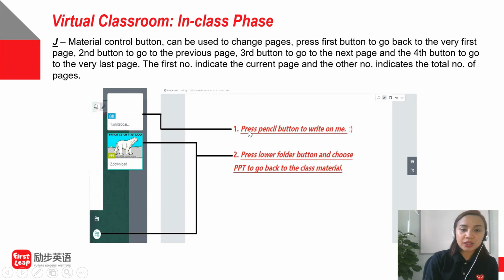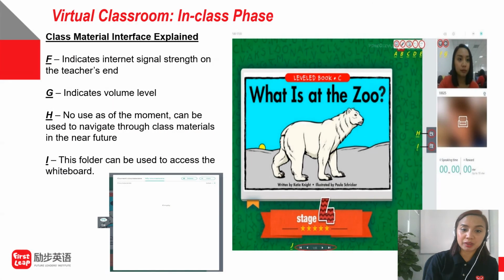So the whiteboard will appear. You can press the pencil button to write here on the whiteboard, of course. And if you want to go back to your class material, just press the letter I folder, or the folder below, again, and then you will see this one here, so that you press it so that you can go back to your PPT or to the PowerPoint, okay?